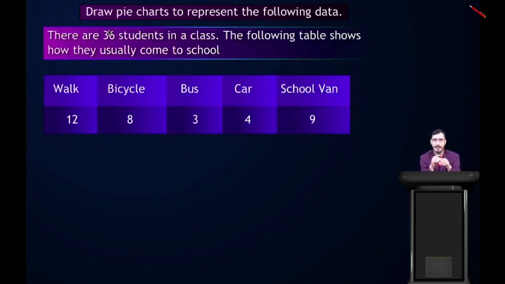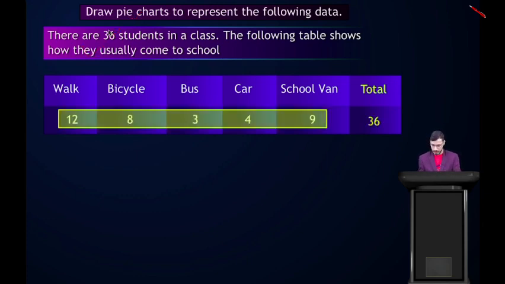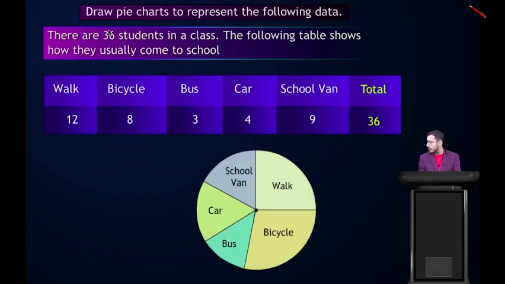Okay, there are 36 students in a class. The following table shows how they usually come to school: walk 12 students, bicycle 8 students, bus 3 students, car 4 students, and school van 9 students. The total number of students is already given in the question, that is 36. So we draw a pie chart like this: walk, school van, car, bus, and bicycle.